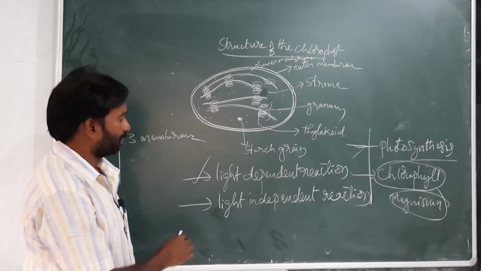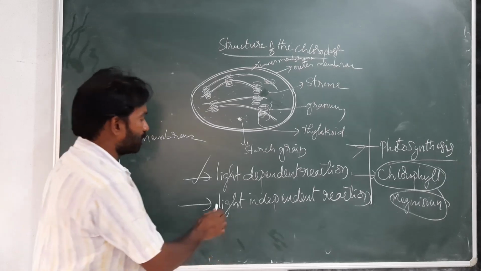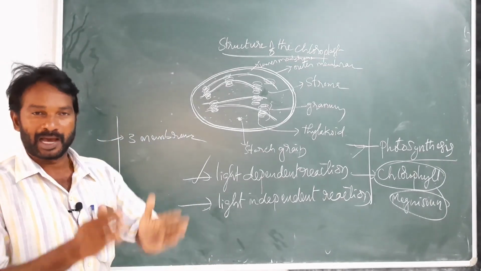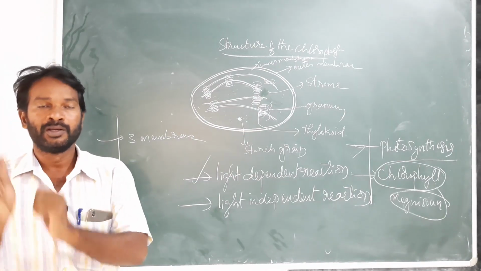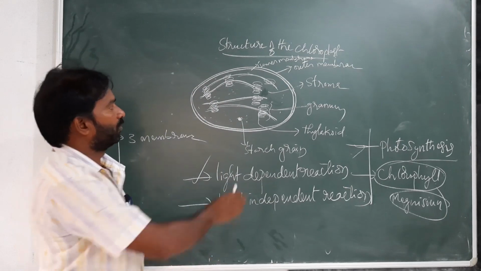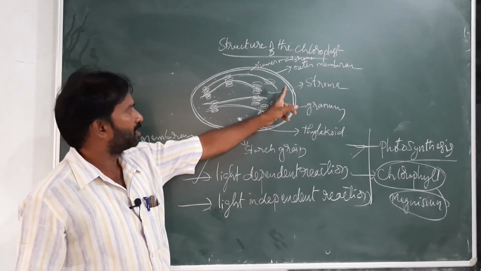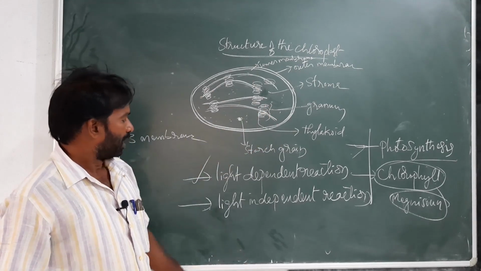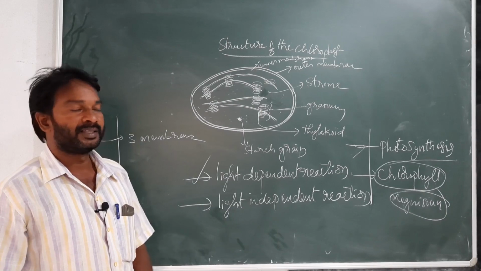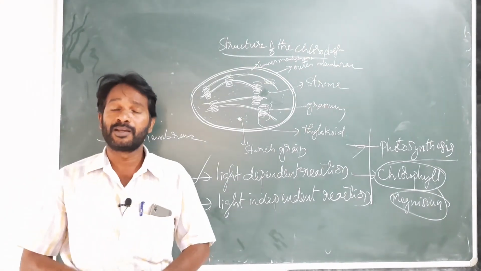Next, the light independent reaction, or biosynthetic phase. In this phase, food materials are prepared from carbon dioxide. Carbon dioxide is reduced to carbohydrates, and that takes place in the stroma. The light dependent reaction takes place in the granum and the light independent reaction takes place in the stroma. That is the functioning.